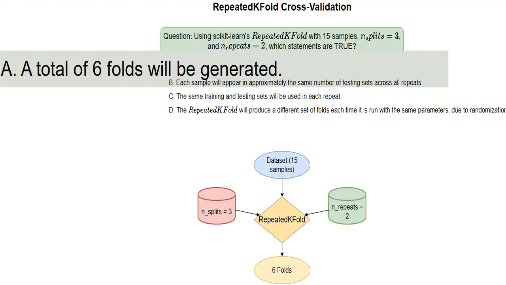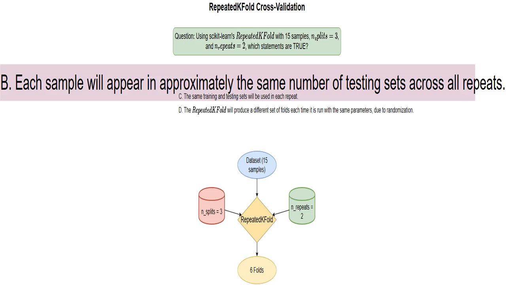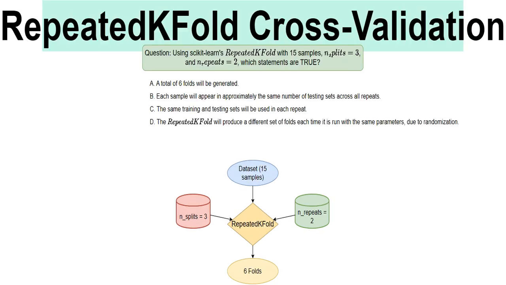That's the FALSE statement. RepeatedKFold ensures each repeat uses the same data splits for training and testing. It doesn't shuffle the data, which is important for consistent model evaluation. That's incorrect too. RepeatedKFold is deterministic. The data splitting is the same every time you run it with identical parameters, so you get consistent results. That's absolutely correct. I'm getting 6 folds, because I'm doing 3 splits repeated 2 times. 3 times 2 equals 6.